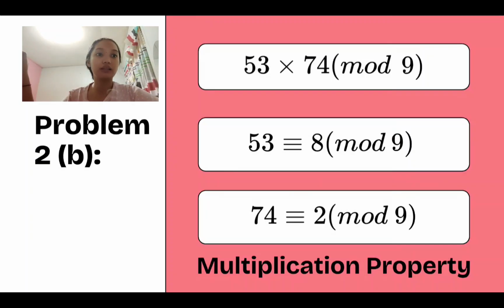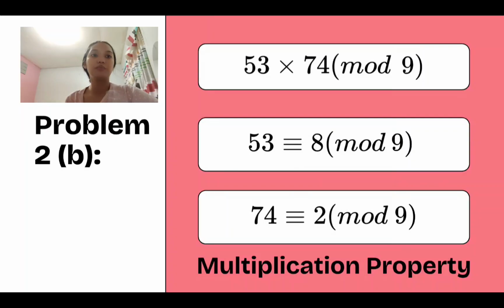53 is congruent to 8 mod 9. 74 is congruent to 2 mod 9. These statements mean that 53 and 8 are in the same equivalence class modulo 9 and the same for 74 and 2. This setup is ready for the core calculation using the multiplication property.